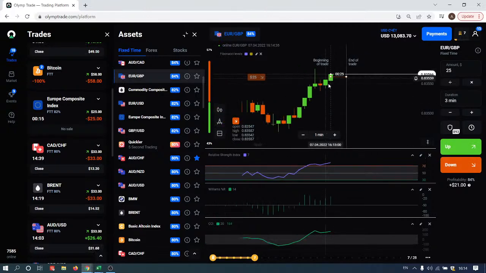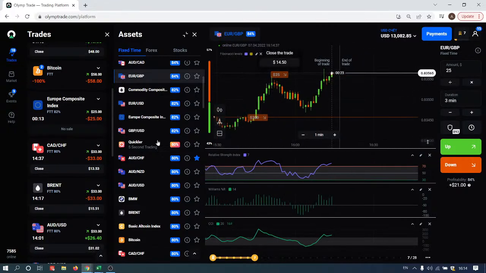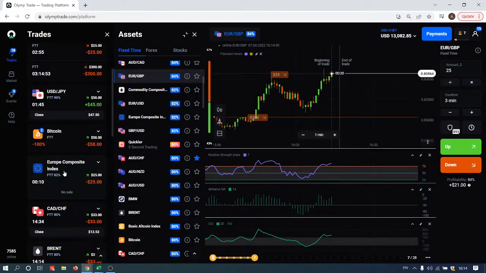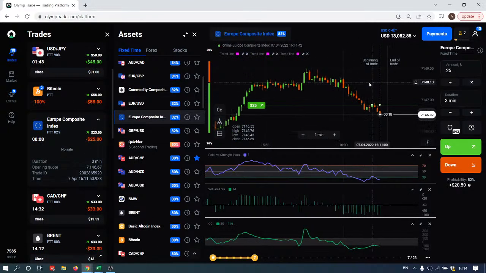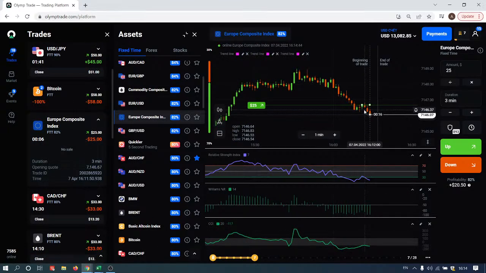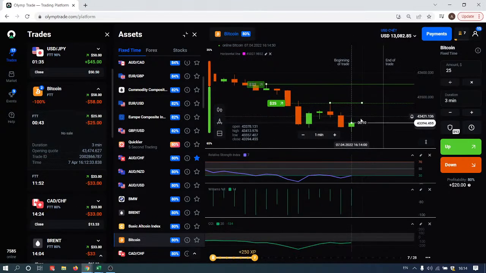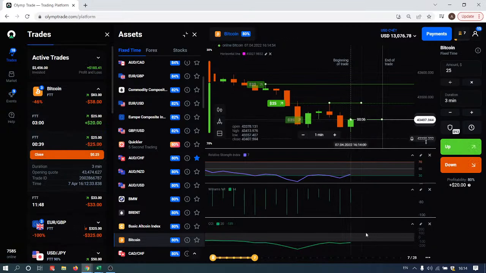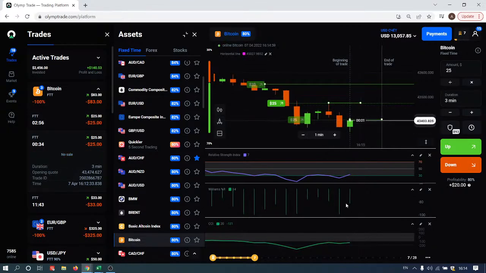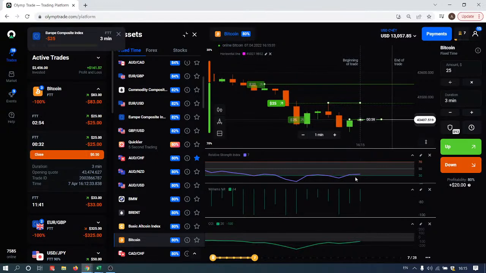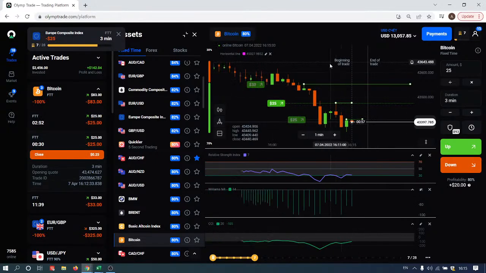Okay, I will add another trade here on the Euro GBP asset. So that was a false signal on the Europe Composite Index for some reason. The Bitcoin price, all right. So I think, you know what? I want to add a little bit more, because definitely this signal, all the three layers of confirmation, are telling me to open trades upwards.